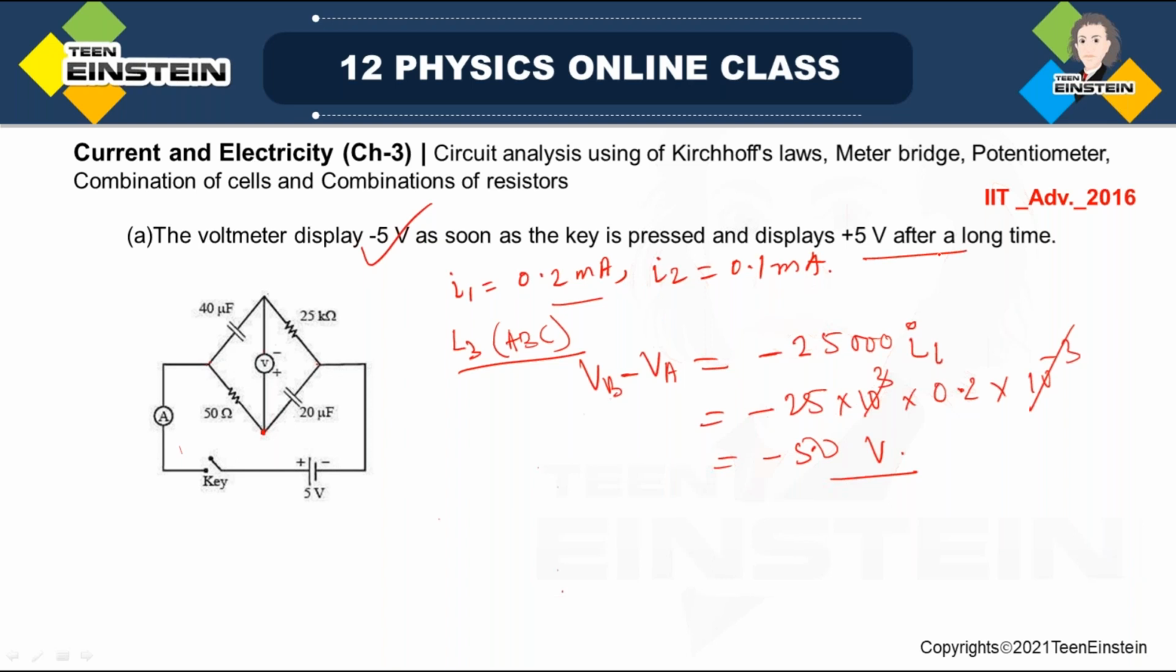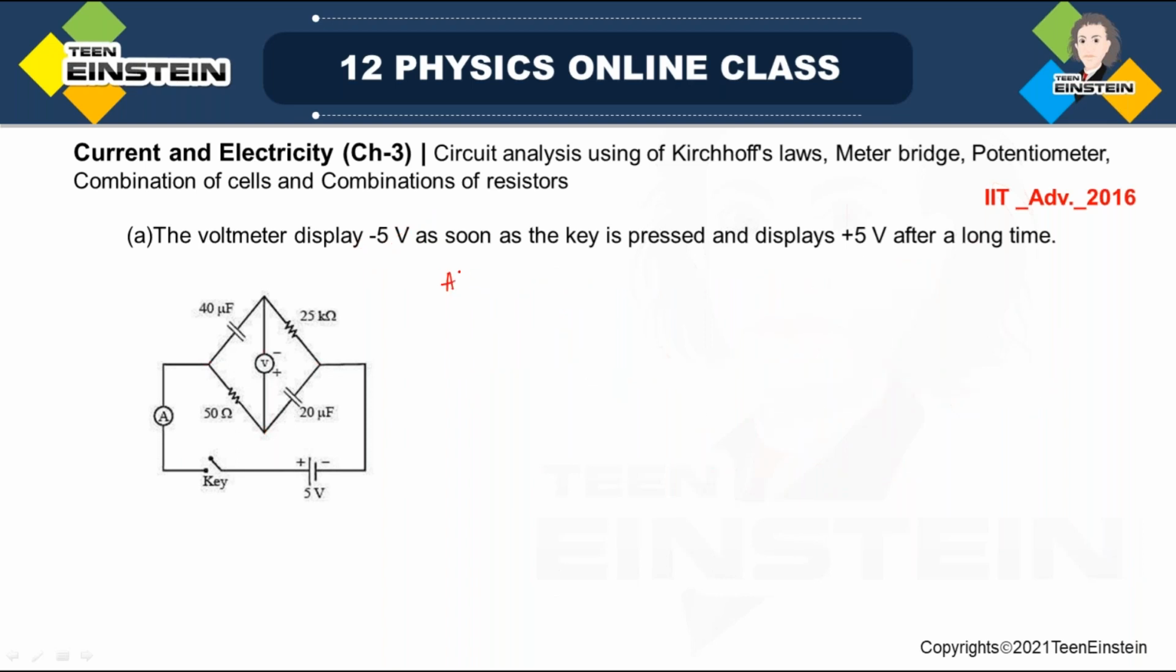Another part, similarly we can see what happens after a long time. After a long time t, what will happen? I1 and I2 both will be zero, both the currents will be zero after a long time. So if the currents are zero, then we can again write Kirchhoff's law.